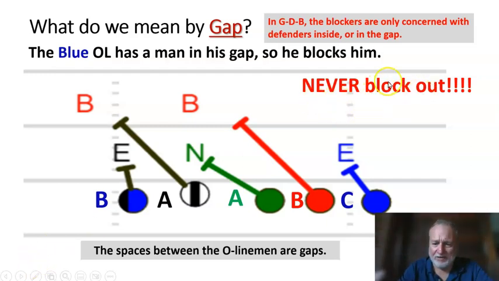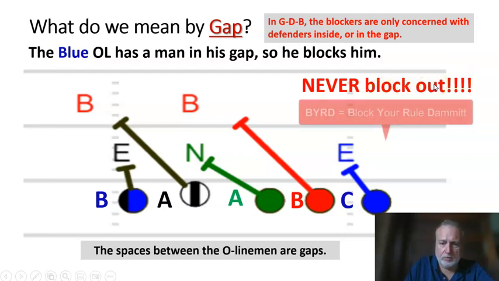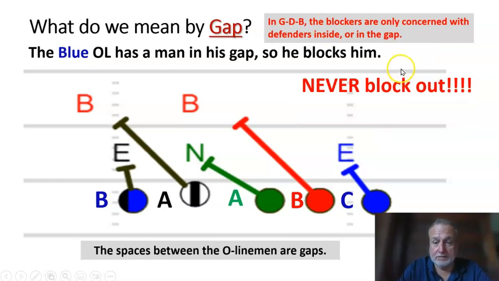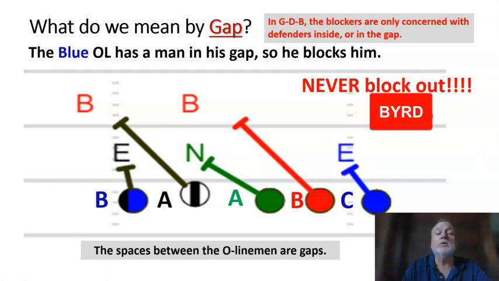Never block out on gap down backer, regardless. Because I'm going to tell you, if their defense is so unsound that this rule doesn't work, then the defense has got a lot more issues. Block your rules. I got a thing that I call BYRD, B-Y-R-D. Block your rule, damn it. When a kid doesn't block his rule, all I got to do is say, hey, dude, BYRD.